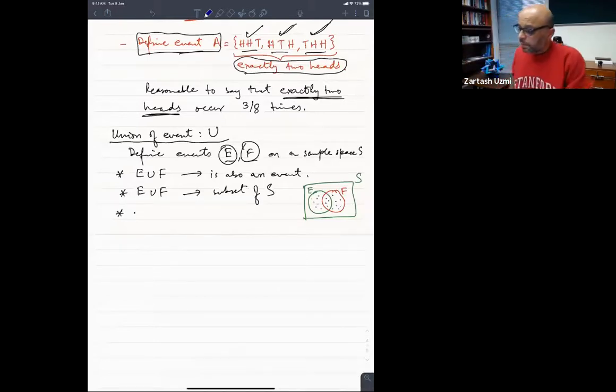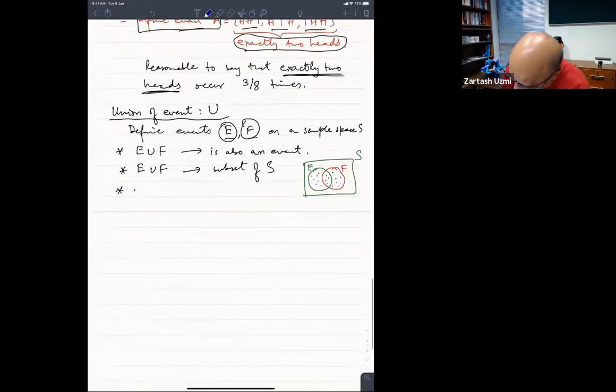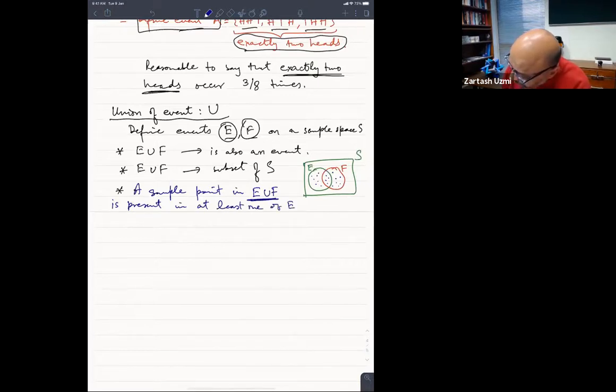Okay. Nice. So a sample point in E union F, ये भी एक event है. A sample point in E union F is present in at least one of E or F.